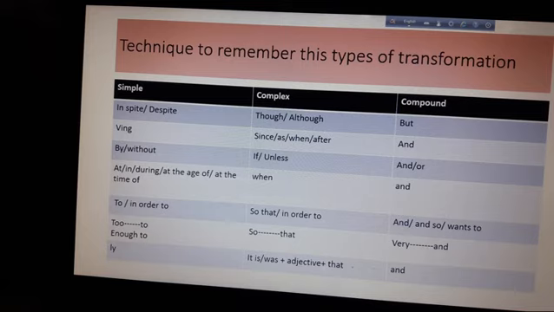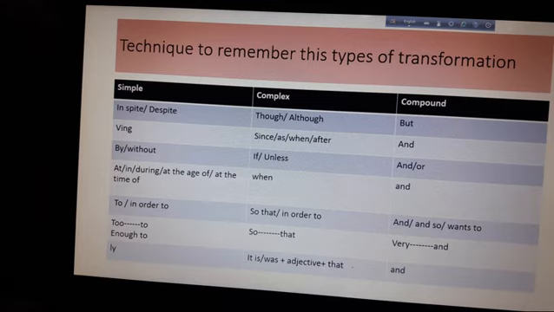Before, in the previous class, I have discussed in spite, despite, though, although, but, verb ing, since, as, when, after, and. But today I will discuss by or without, complex sentence if, unless, compound sentence and or, and other rules: at, in, during, at the age of, at the time of, when, and. This is the rules of times. And next rules: to or in order to, so that, in order that, and so, or wants to or wanted to. So this is the clue.